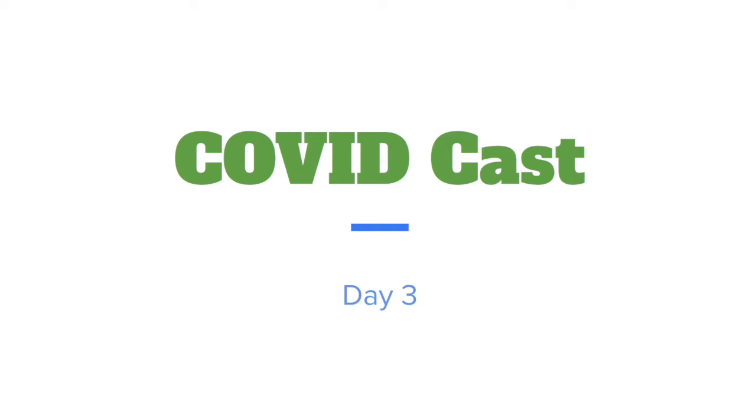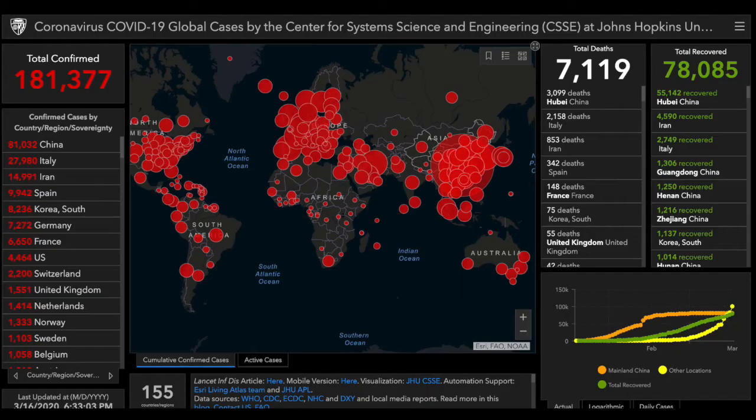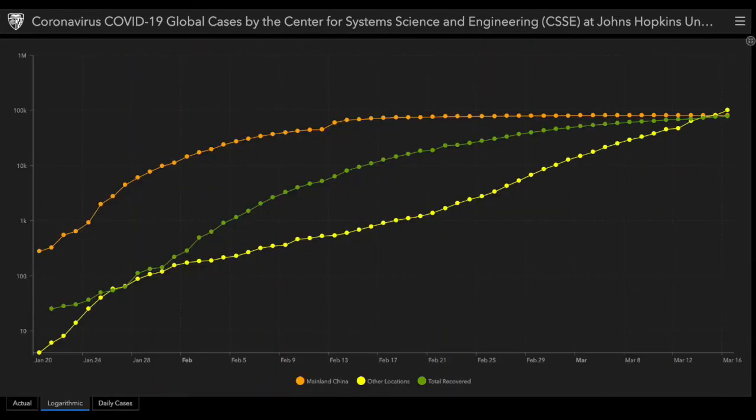So, if we go here to our favorite Johns Hopkins tracker site, link is in the description for you to look at the numbers for yourself. Anyways, if we look at today and we go back to the charts, the logarithmic chart, remember, is the important one because a straight line represents an exponentially growing curve, which is what we want to break.